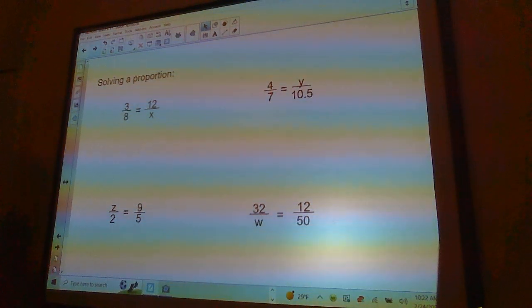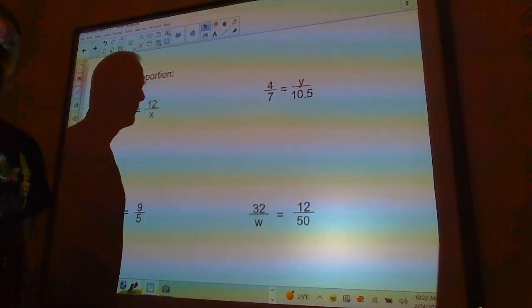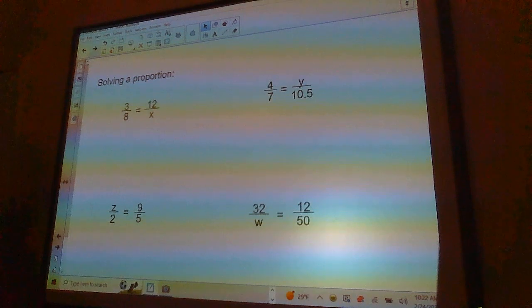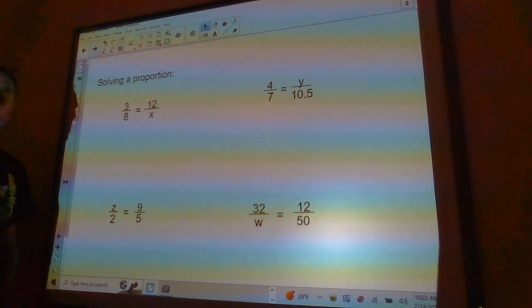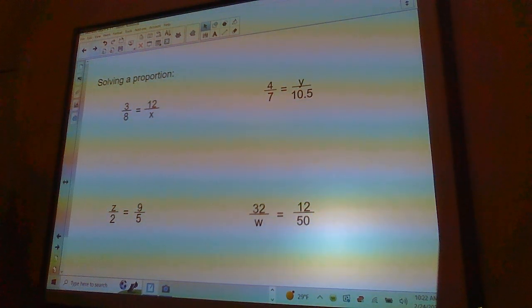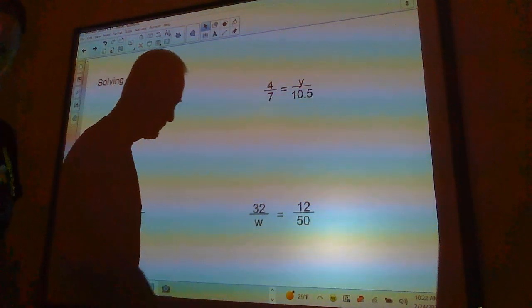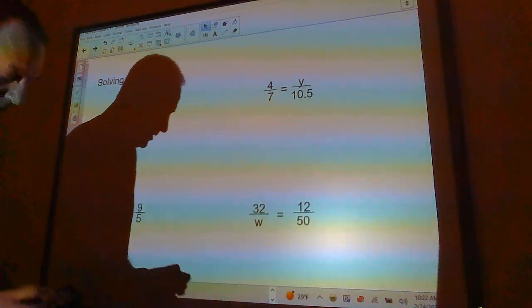Let's go back and review proportions here really quickly. You should know how to do this, so I'm going to let you pause the video here and do these, and then jump back on and see how you did.